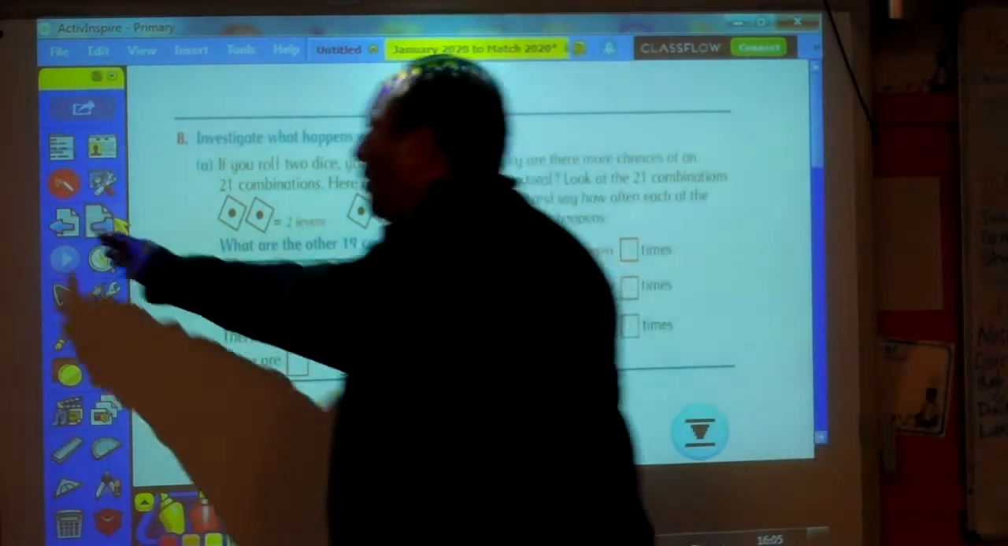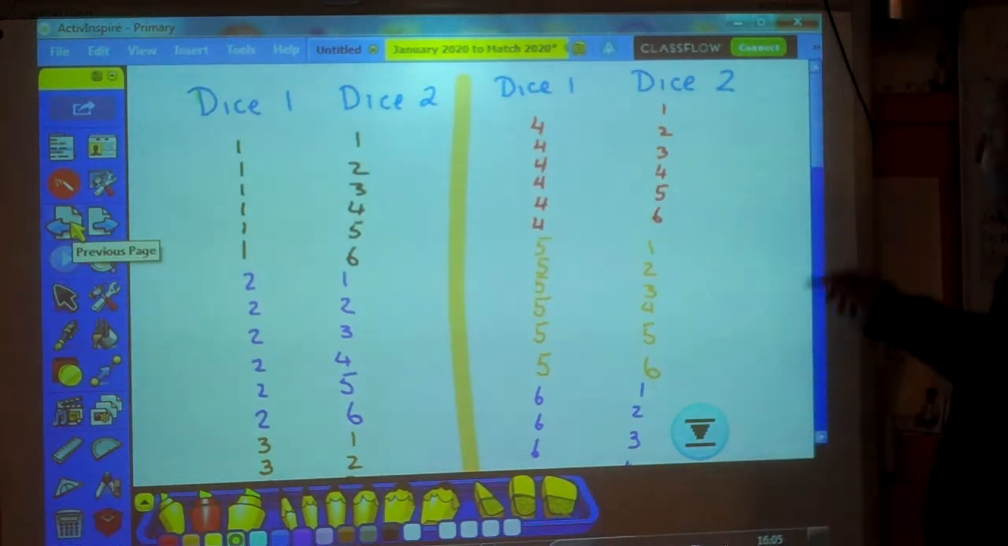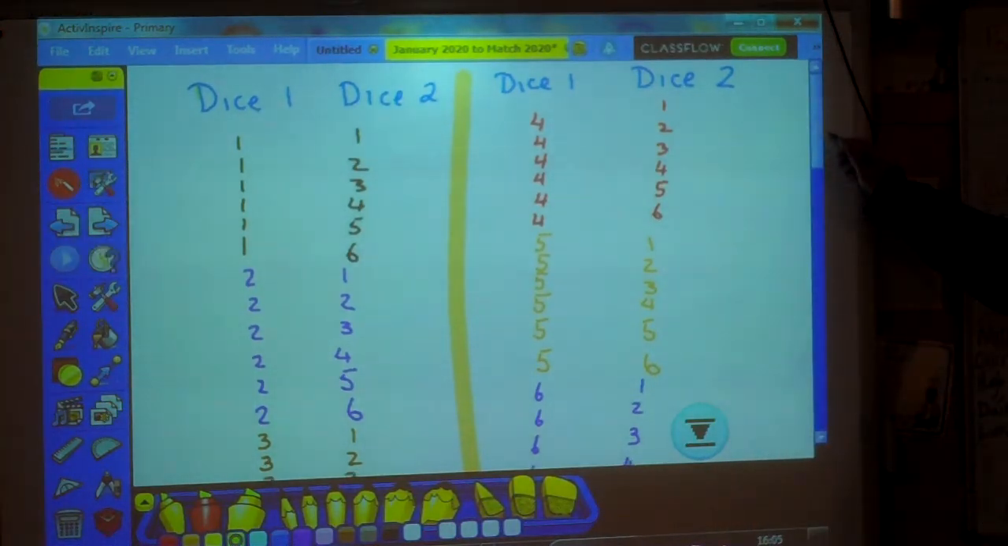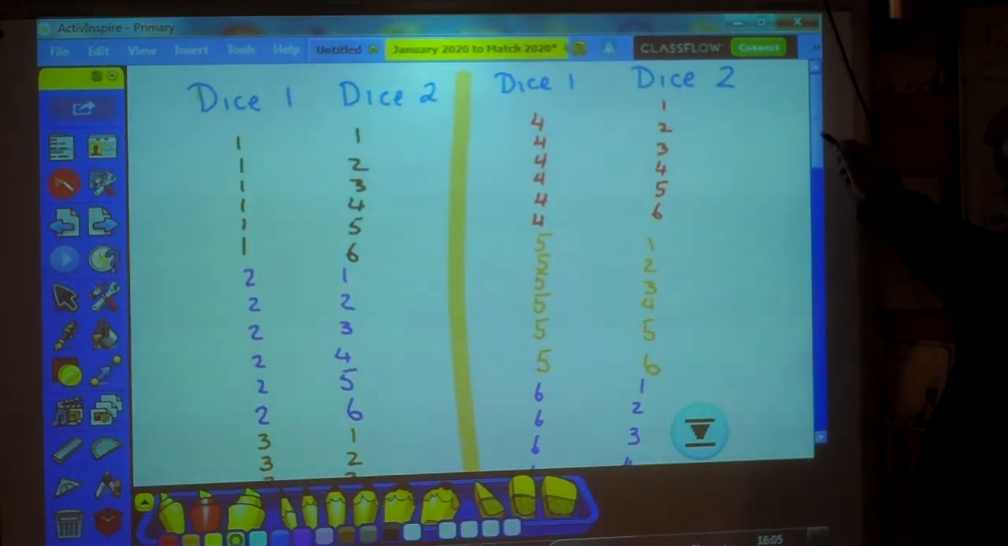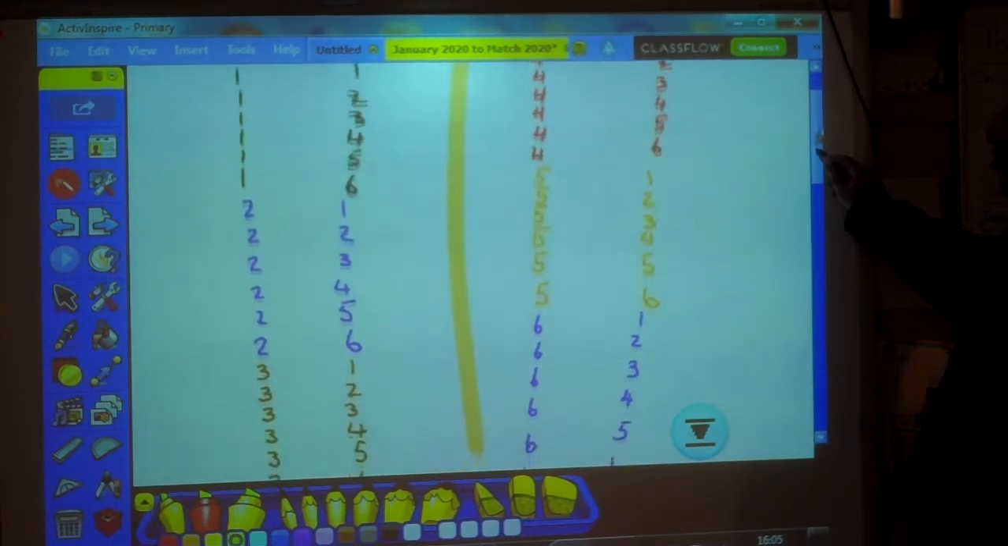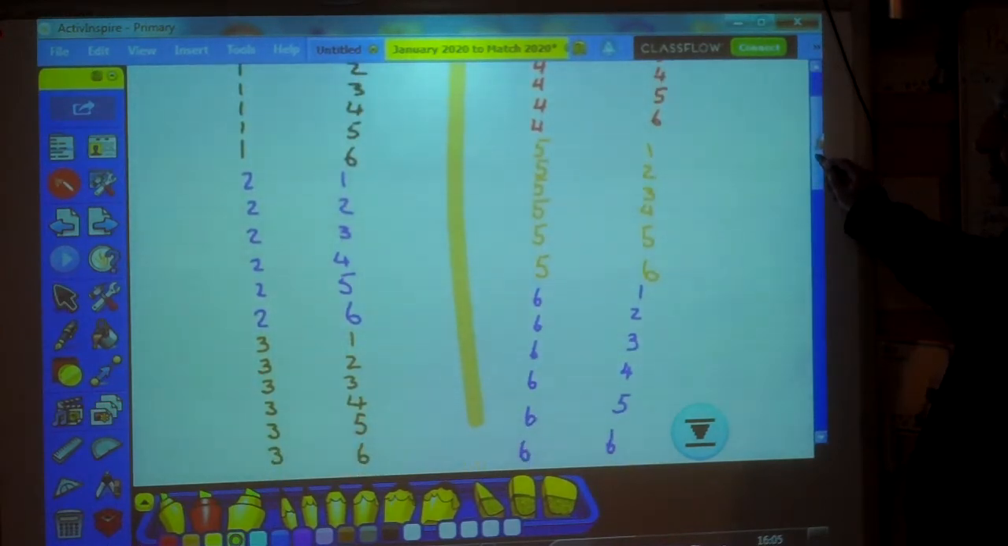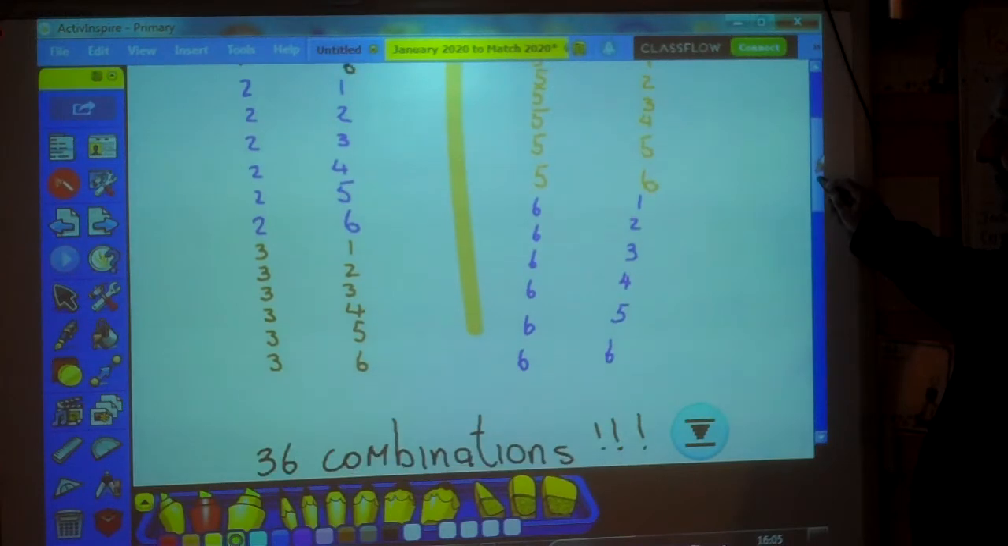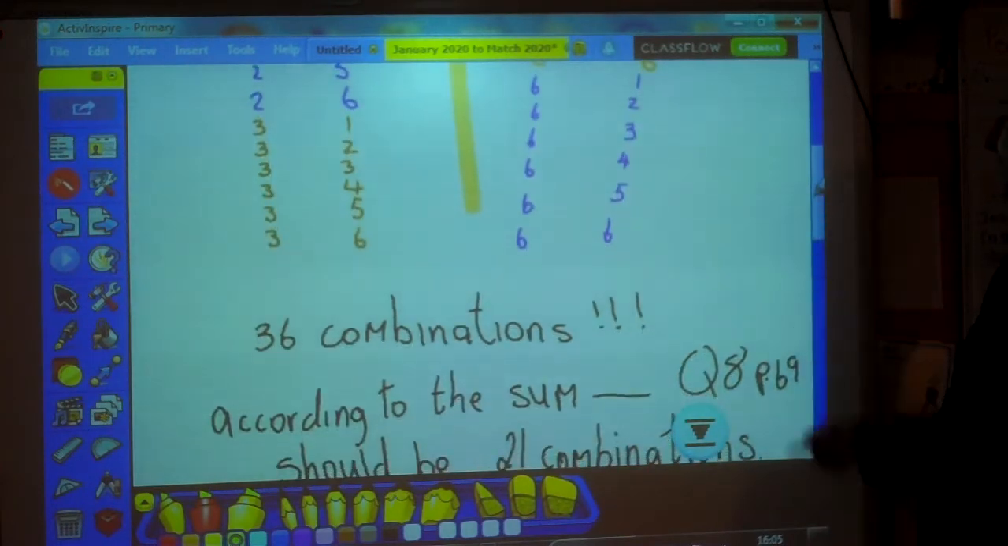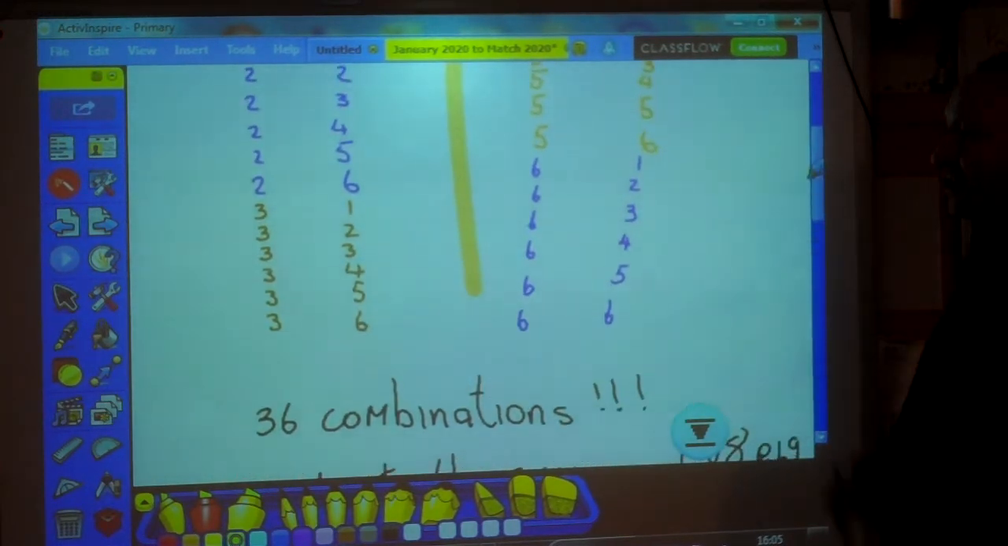So after a while we found out, oh, here's a whole lot of possibilities. You could get a 1 and a 1, a 1 and a 2, a 1 and a 3, a 1 and a 4, a 1 and a 5, 2 and a 1, 2 and a 2, 2 and a 3, 2 and a 4, 2 and a 5, 2 and a 6, 3 and a 1, etc., etc. And we found out there were 36 combinations.